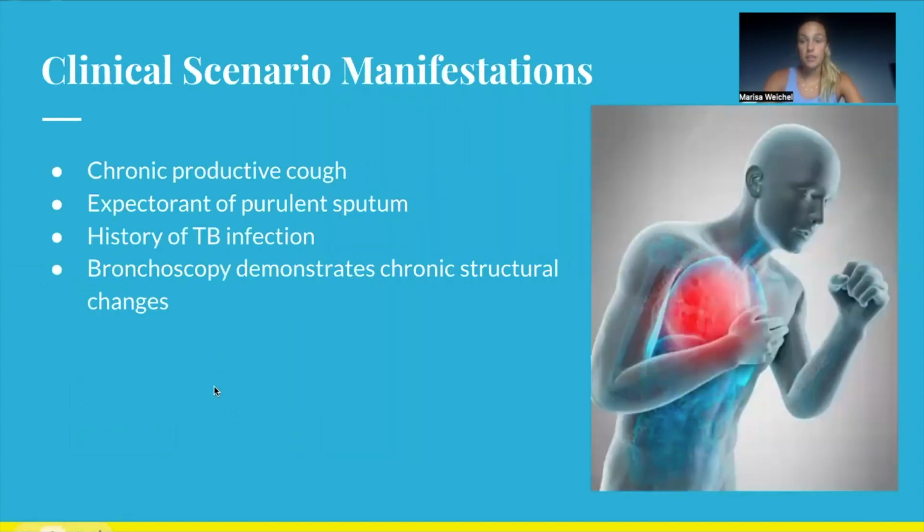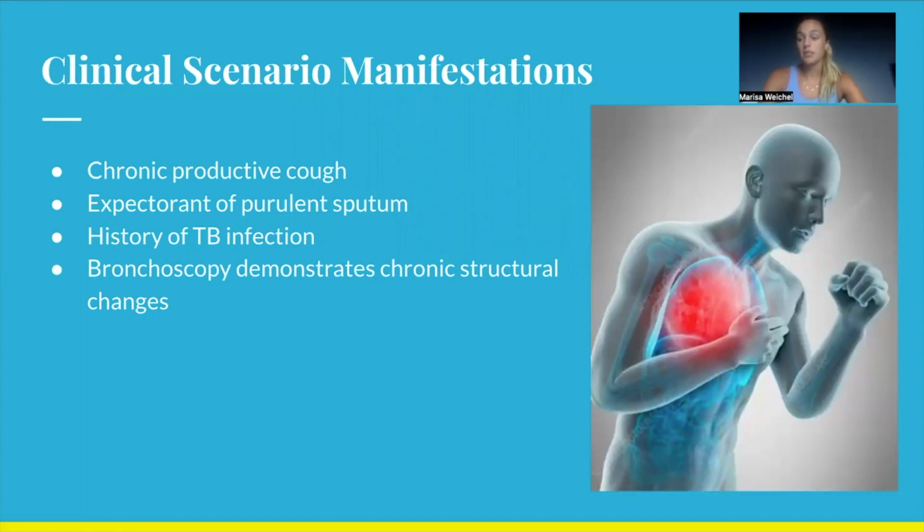So, our clinical scenario manifestations are chronic productive cough, expectorant of purulent sputum, history of TB infection, and bronchoscopy demonstrating chronic structural changes. A chronic productive cough is the primary symptom to look for when it comes to bronchiectasis. It is the body's response at attempting to remove the infected mucus. Bronchiectasis is also associated with expectorant of purulent sputum.